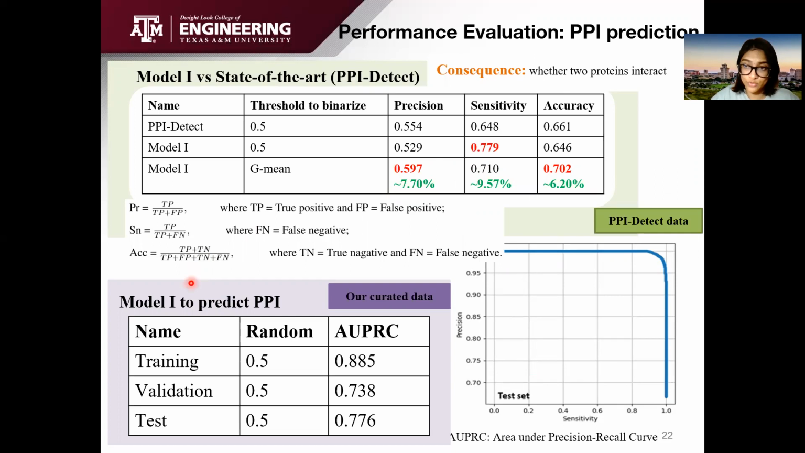Model 1 has also been trained with our curated dataset, and we have used AUPRC, area under precision recall curve, as the performance evaluation metric. We have used 5,000 positive and 5,000 negative interaction datasets. That is why the random is 0.5 for training, validation, and test. And we see that AUPRC beats the random value in all three cases.